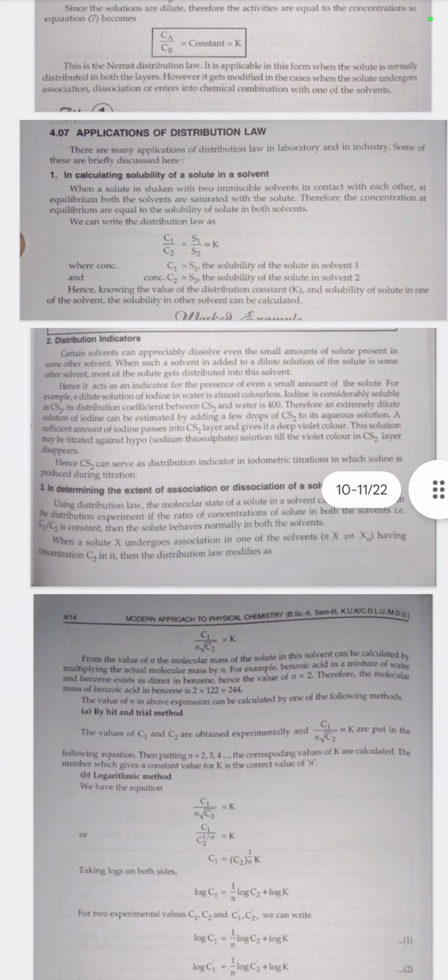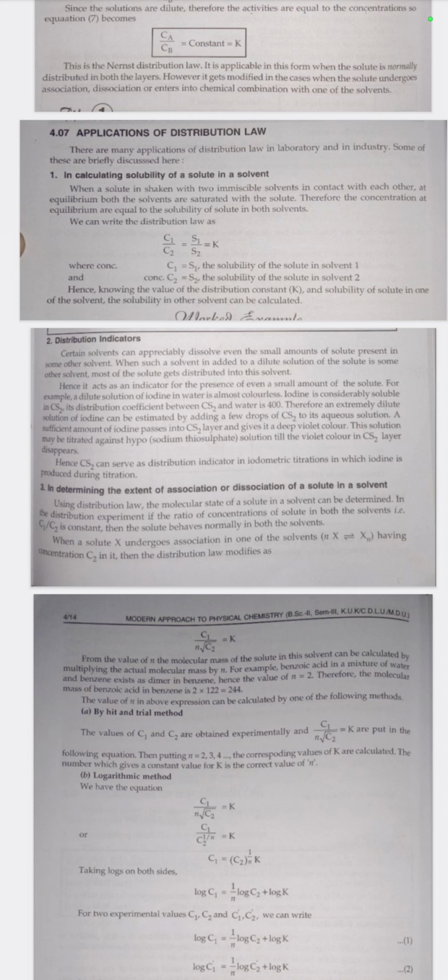Second is distribution indicators. Certain solvents can appreciably dissolve even the small amount of solute present in some other solvent. When such a solvent is added to a dilute solution of the solute in some other solvent, most of the solute gets distributed into this solvent. Hence it acts as an indicator for the presence of even a small amount of solute.